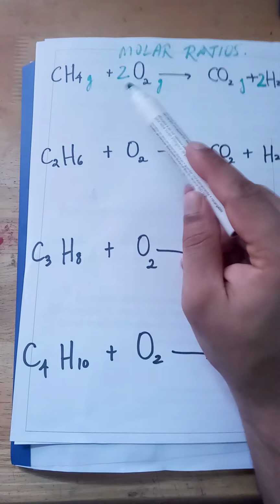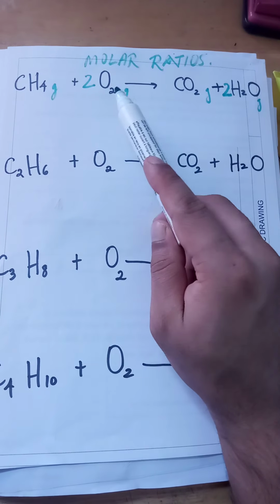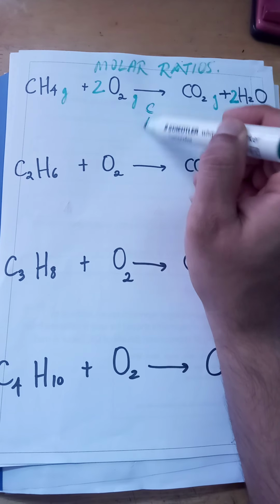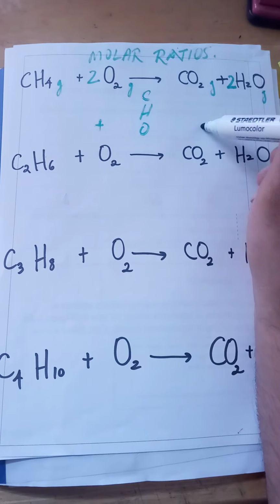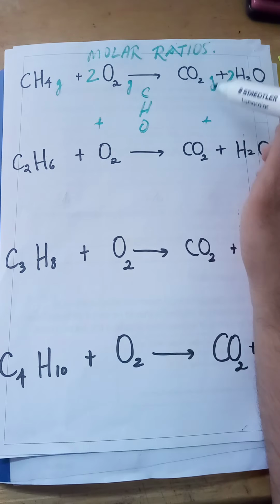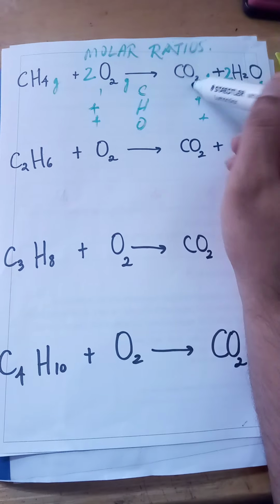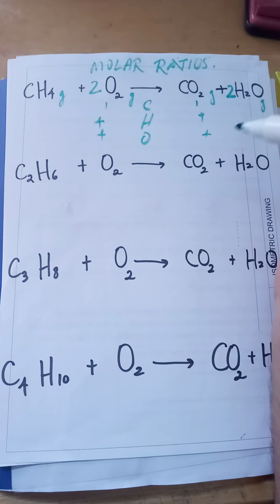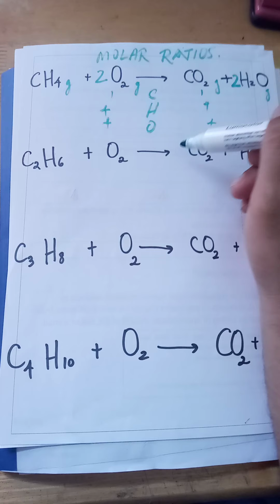Methane and oxygen, carbon dioxide and water. So now the oxygen is 4 on this side and 4 on this side, 2 and 2. Hydrogen is 4 and 4. Carbon is 1 and 1. So it's balanced.